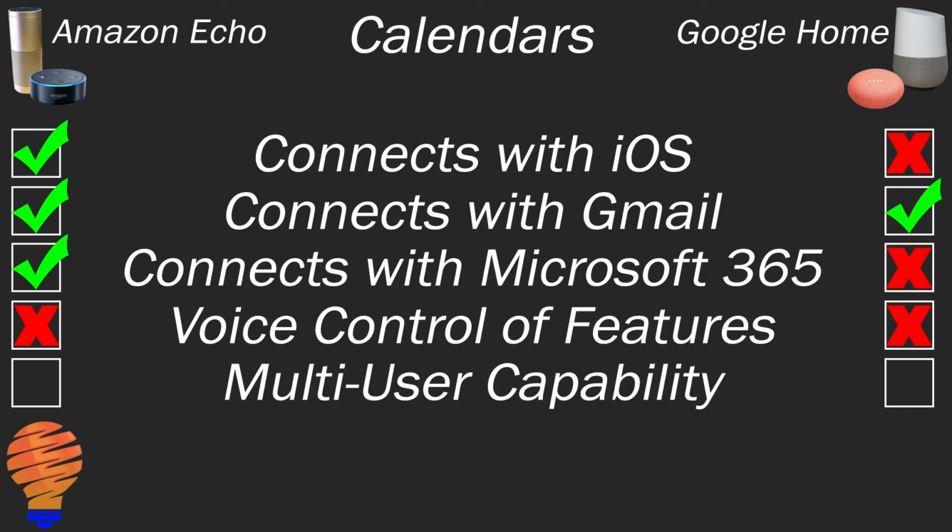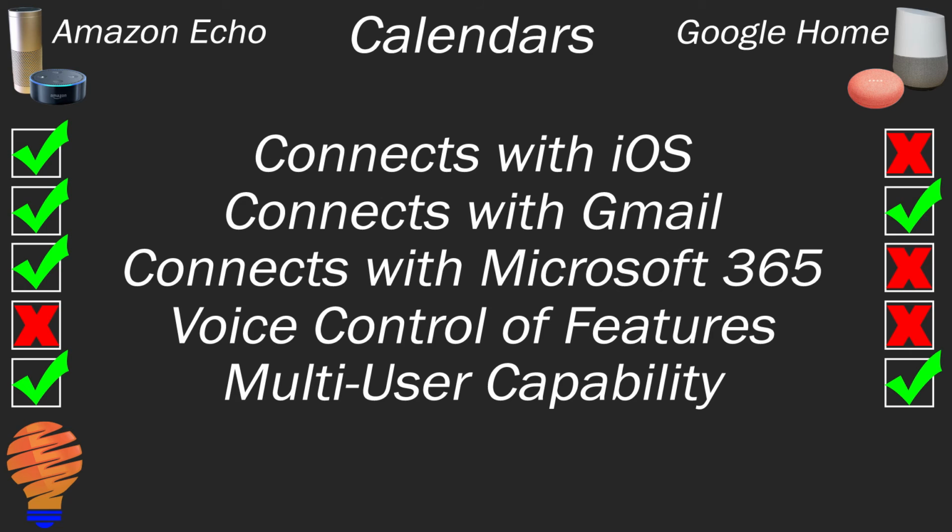Now we're going to do one more indice here. It's the multi-user capability, and actually what's funny here, both of these devices, despite maybe not having full voice control of the calendars, both of these devices can use multi-user calendar. So if you set up that multi-user system within either your Echo or your Google Home, you will be able to use multiple calendars. Each person can have their own calendar and they can connect to that calendar and add and get information for those calendar events.